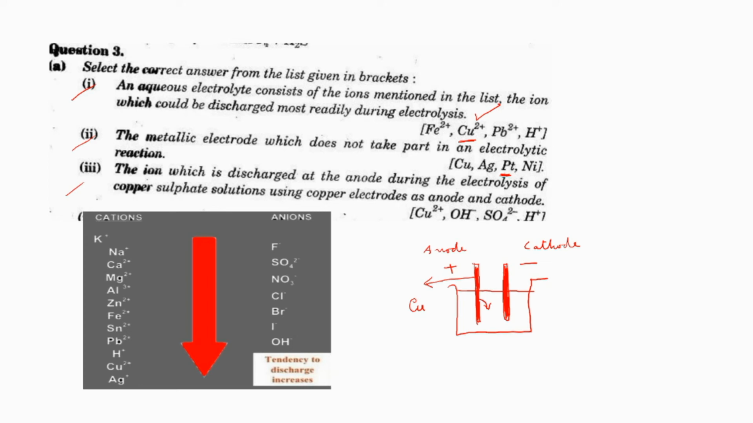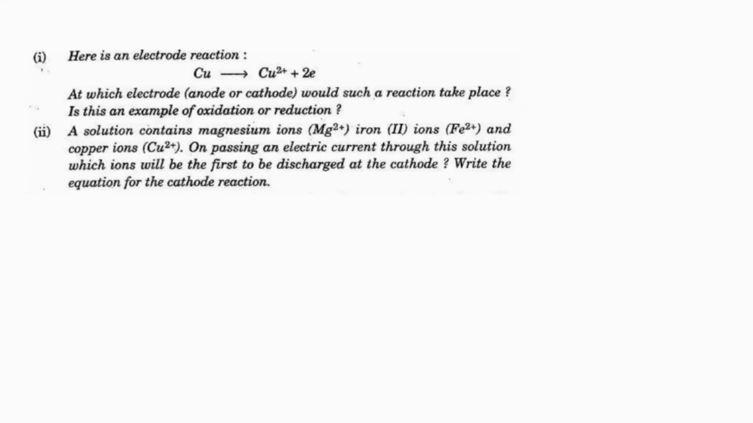In this case, what will happen to copper? Copper will be losing an electron and will be coming into the solution as Cu2+ ion. So the answer is Cu2+ ion. Easy, no? Now read this question. This is a very good question.